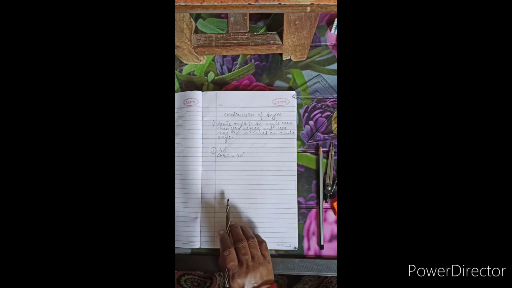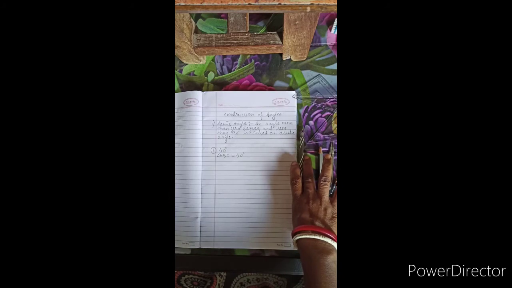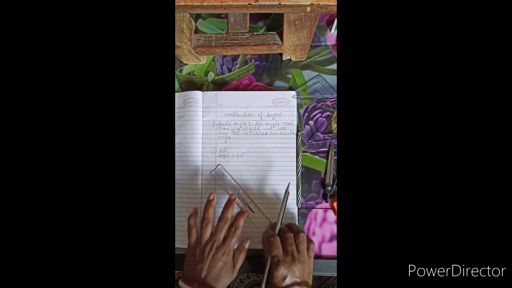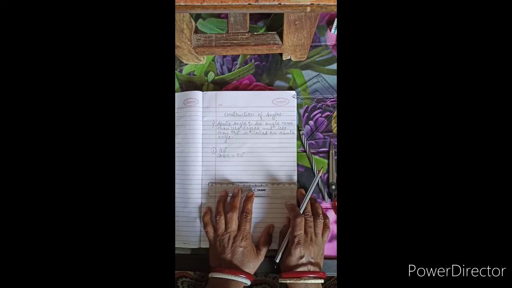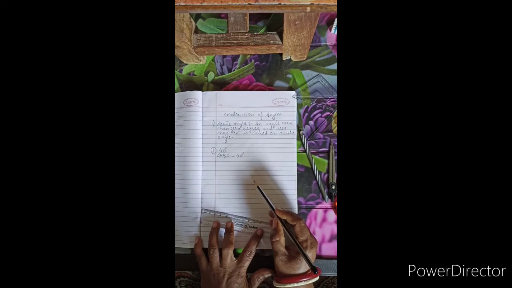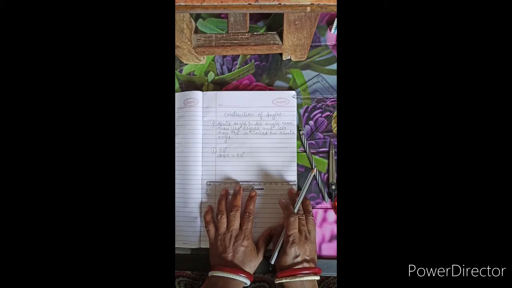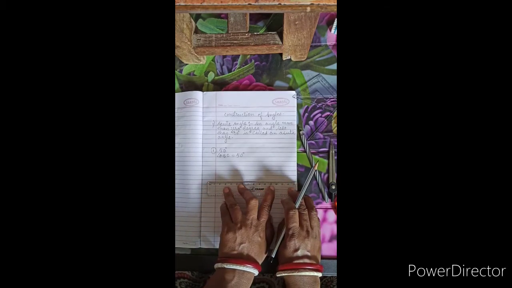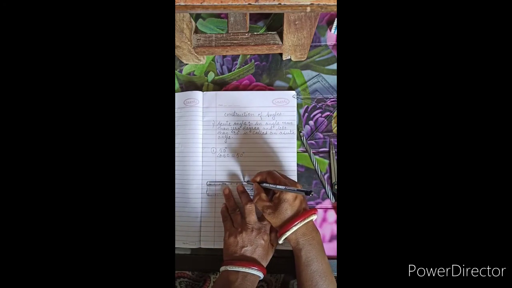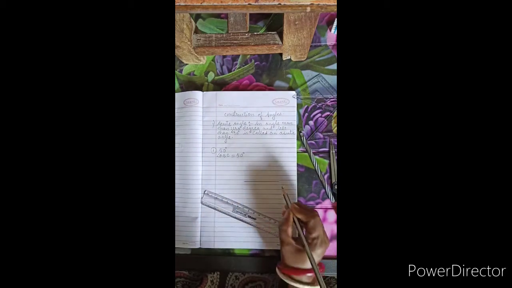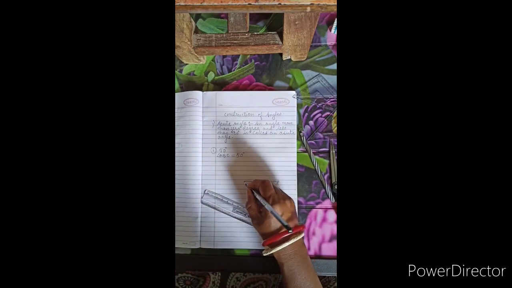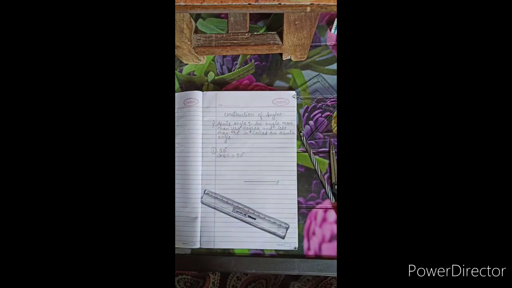So how do we construct this acute angle of 50 degree? First take the scale. Now see here, the base arm of the angle must be between these two lines. So here I will draw a line of any measure, then give an arrow mark here. Mark a point here.